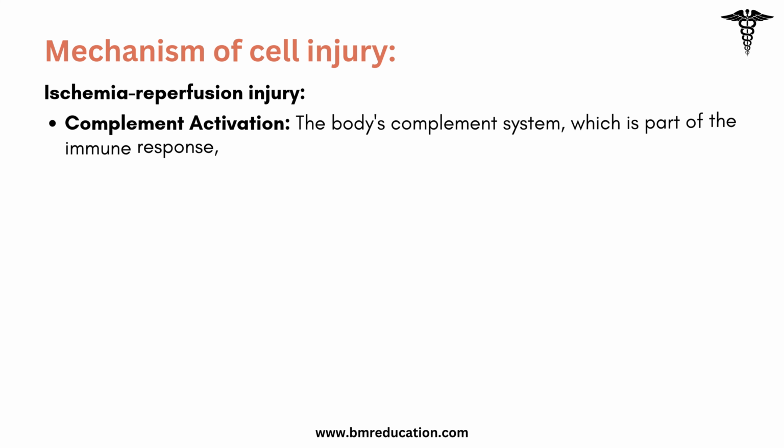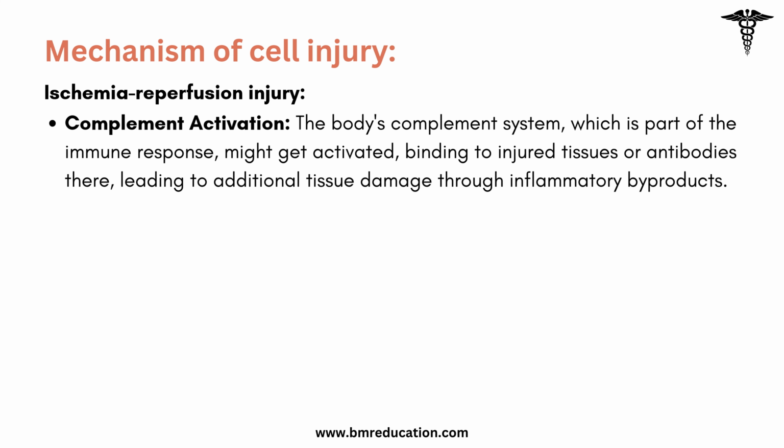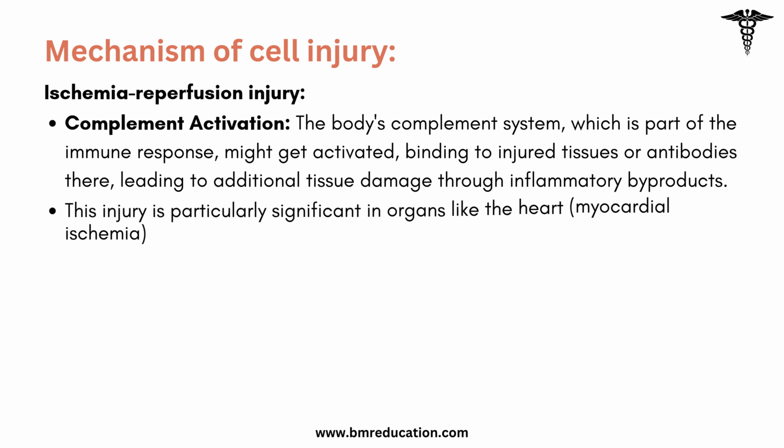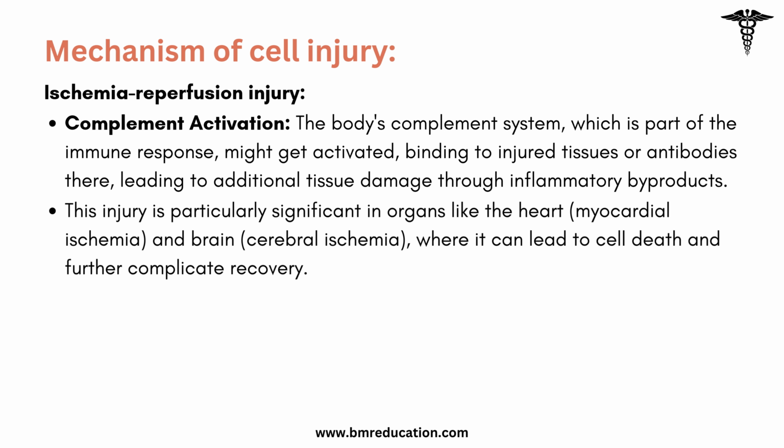The body's complement system, which is part of the immune response, might get activated, binding to injured tissues or antibodies there, leading to additional tissue damage through inflammatory byproducts. This injury is particularly significant in organs like the heart, causing myocardial ischemia, and brain, causing cerebral ischemia, where it can lead to cell death and further complicate recovery.